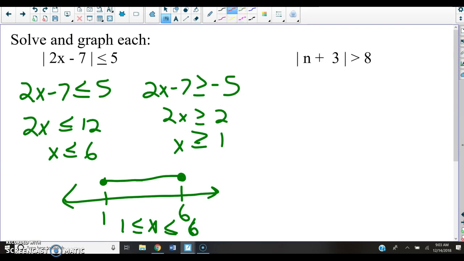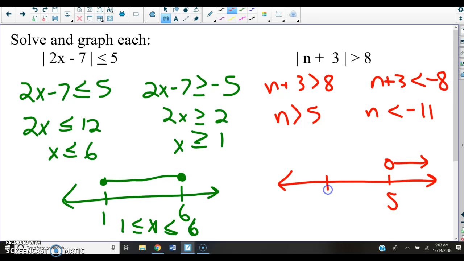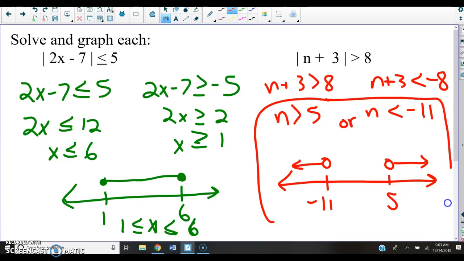The second example, n plus 3 is greater than 8, n plus 3 is less than negative 8. We took that shortcut. And we will subtract 3 from both sides. Okay, so greater than 5, less than negative 11. This is definitely an or answer. So we've got the inequalities and we've got the graph.